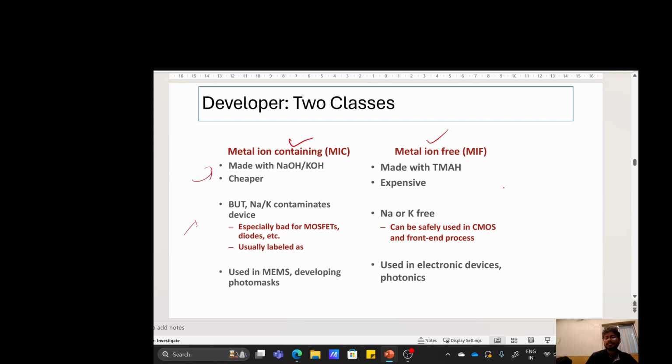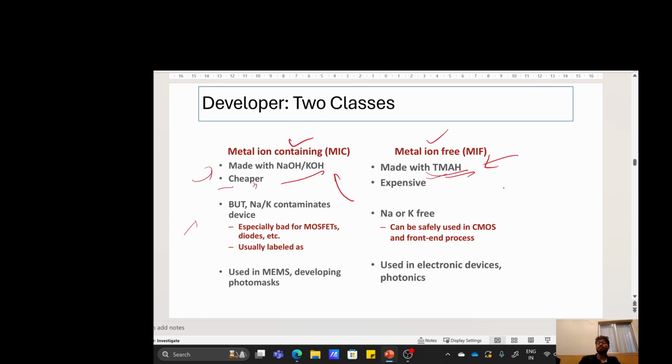Developers are of two classes. There are metal ion containing developers like NaOH, KOH. These are very easily available, and these are cheaper. You can do this with these kind of developers. Another one is metal ion free developers. These are very expensive. This is the tetramethyl ammonium hydroxide kind. The TMAH stands for tetramethyl ammonium hydroxide.